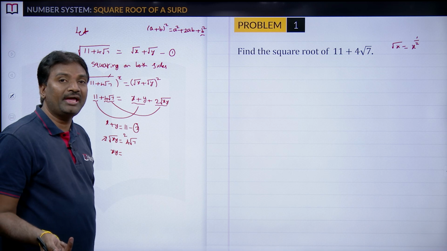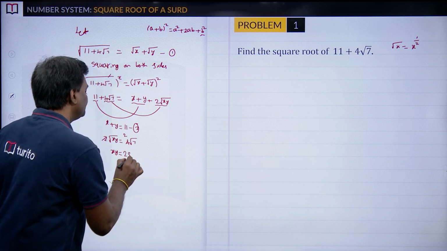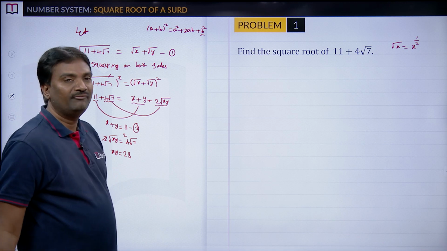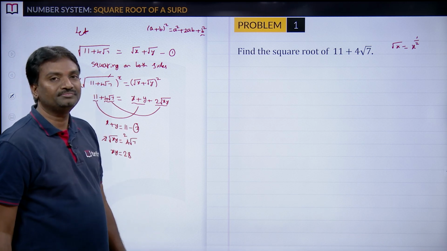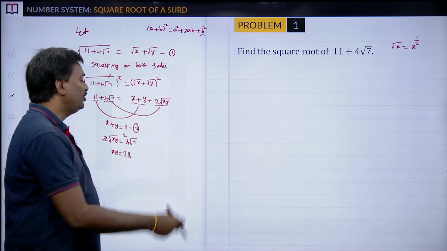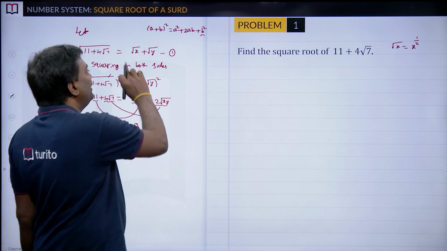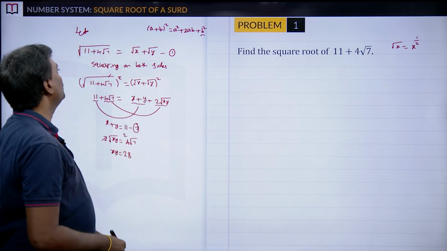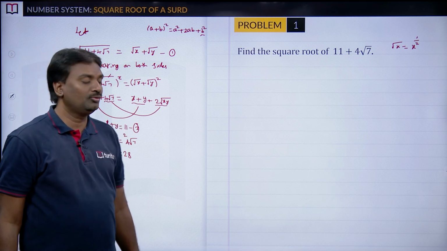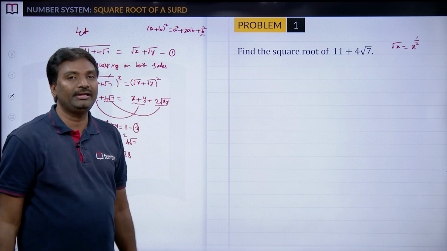Root 7 whole square, root 7 into root 7, 7. So 4 into 7, 28. So x plus y equal to 11 and xy equal to 28. Now we have to find the values of x and y. After getting them by substituting here, you will get the square root of 11 plus 4 root 7.